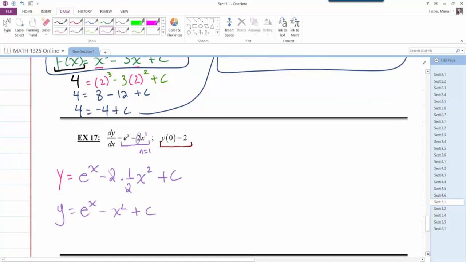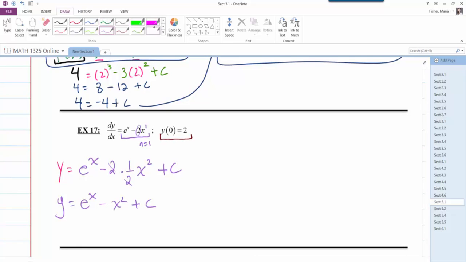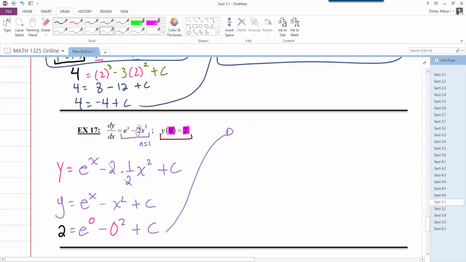So now I'm going to use my initial condition to solve for C. I'm told when my x is 0, my y is 2. So my y would be 2, and my x would be 0. And now I need to find out what C is. Working this problem out, 2 would equal, well, e to the 0 is equal to 1, minus 0 squared is just 0, plus C. So then I get 2 is equal to 1 plus C. Subtracting 1 to solve for C, I get 1 is equal to C.